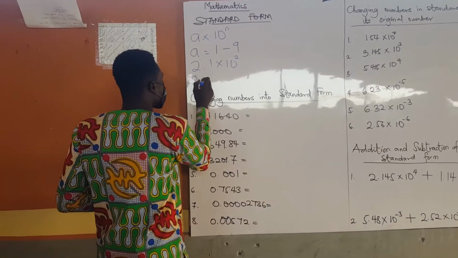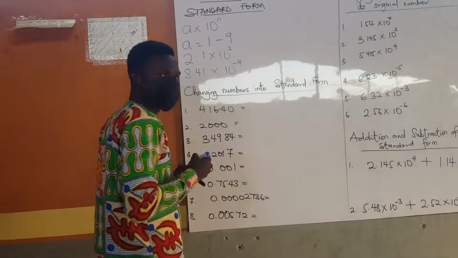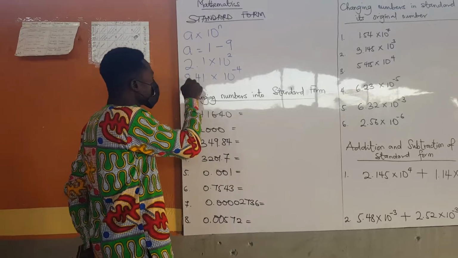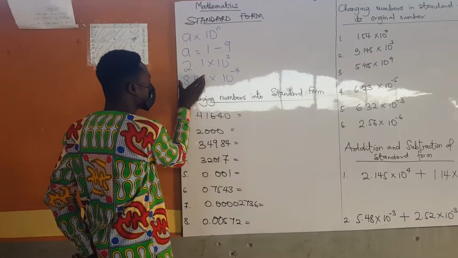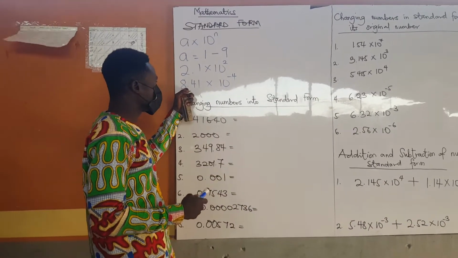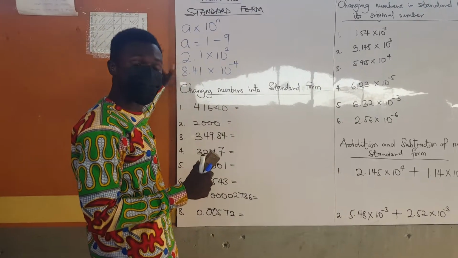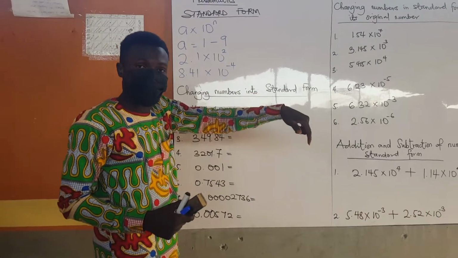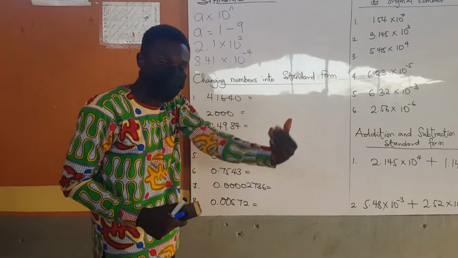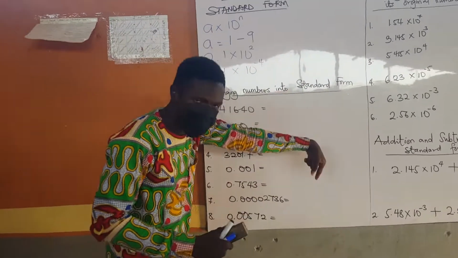If I have 8.41 times 10 raised to the power negative 4, this is also in standard form, because I can get 8.41 within the range 1 to 9. Before you get to 9, you get to 8.41. So if you look at the number that comes before the decimal point, and that number can be located from 1 to 9, we say that number is in standard form when we have times 10 raised to the power n.